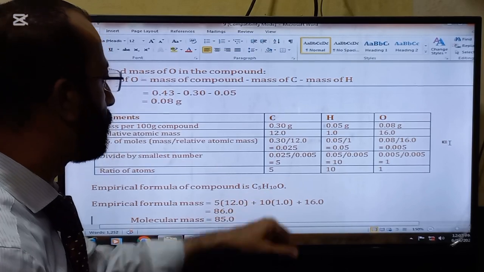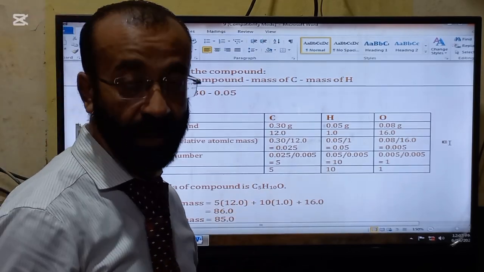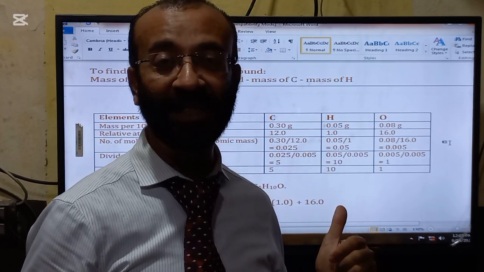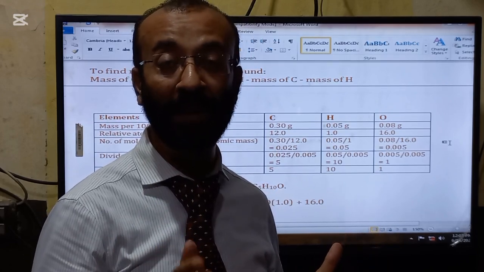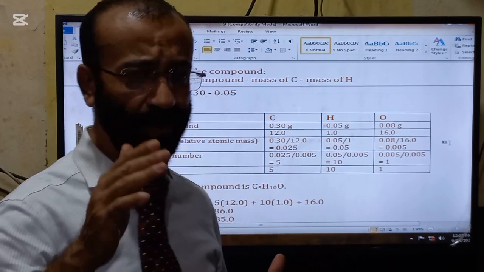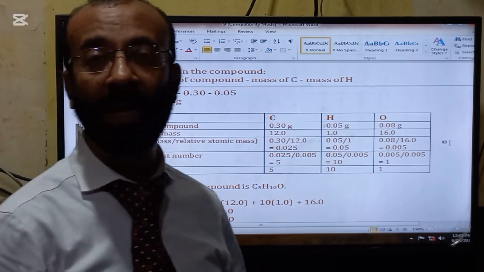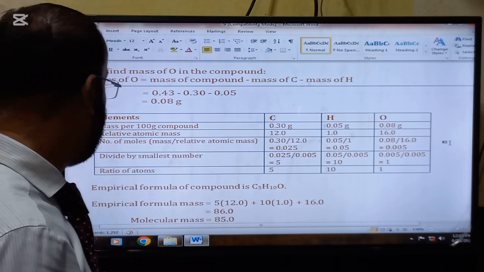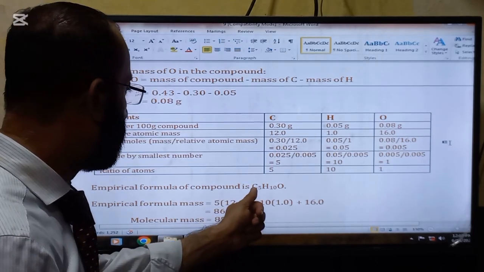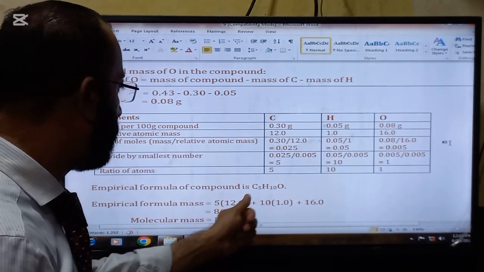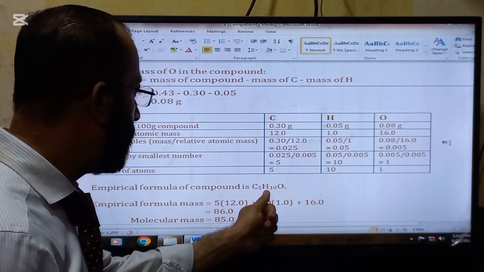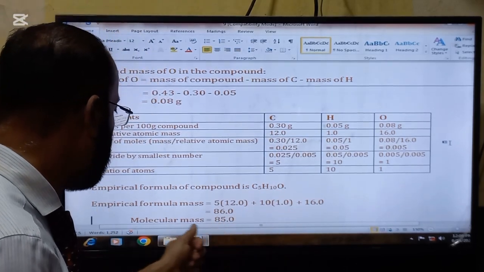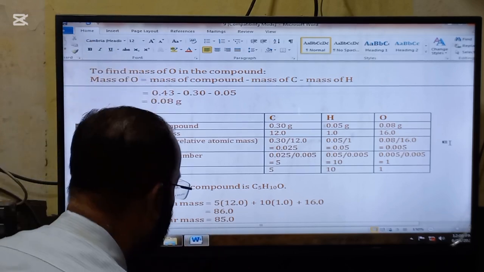Look now, the first part is done. Can you see the difficulty in this kind of question? These kinds of questions come to students in Paper 2 Chemistry. So part B is still left, and part B is to find the molecular formula. First we will find the empirical formula mass. So C is 12, so 12 into 5 because 5 atoms are there. H is 1, so 1 into 10, and O is 16. So this is the empirical formula mass.